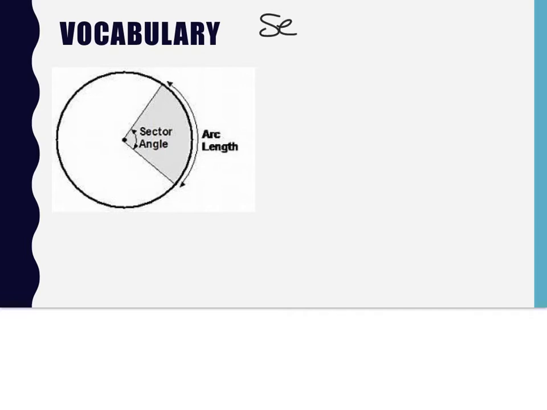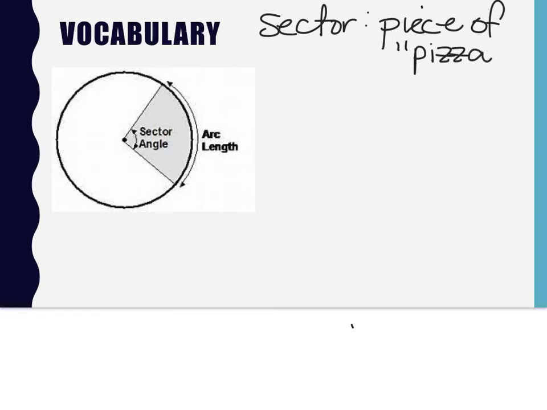So let's first define a sector. Seeing it is easier than describing it. It's like a piece of pizza. So it's a section of the circle. So now that I've said that, it probably makes perfect sense. That shaded gray area is a sector, and we can find the area of that.